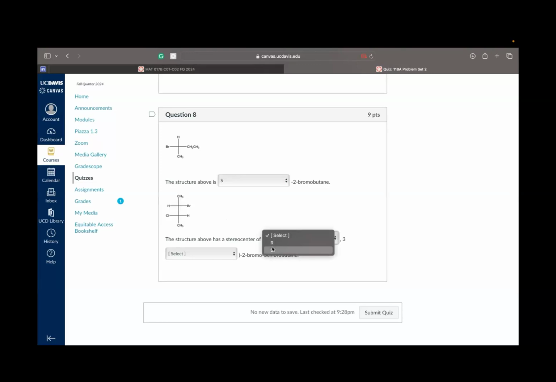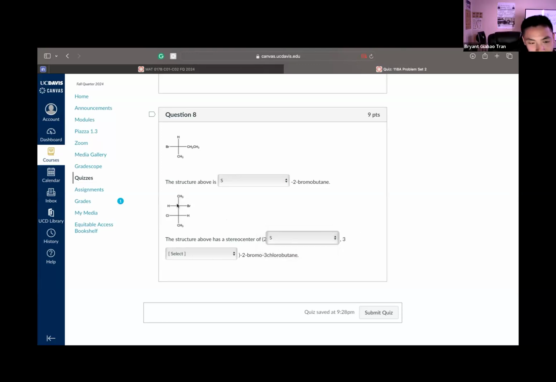Okay, I see how this goes. S, and then now they want us to look at 3. Yep. So for 3, chlorine is first priority. Then I would think that the one above this part is 2. That's right. Then the methyl is 3 and the hydrogen is 4.